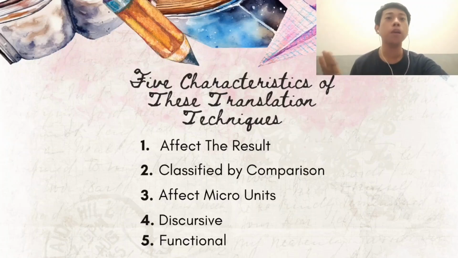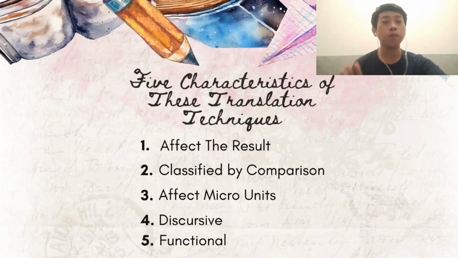Third, they affect micro units. While a method might be literal for an entire document, a technique works on the small stuff, individual words, phrases, or specific sentences. Fourth, they are discursive and contextual, so there is no one-size-fits-all rule. A translator chooses a technique based on the surrounding context and the genre of the text. And finally, they are functional.